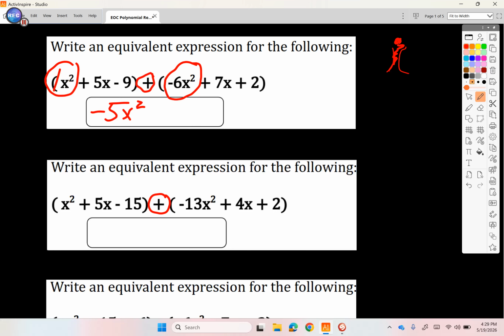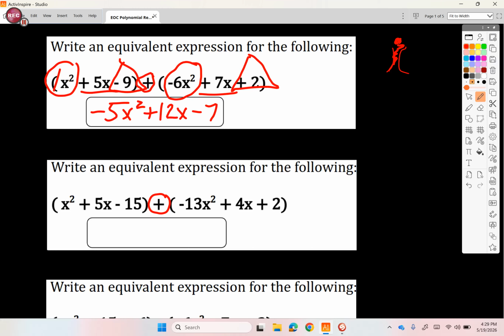When you add or subtract, exponents don't change. And now here we have positive 5x plus 7x, which gives you 12x. And then the last one here, negative 9 and positive 2 together gives you negative 7. And that's your answer. That expression is the result of adding those two polynomials.